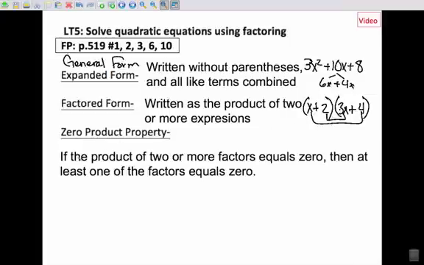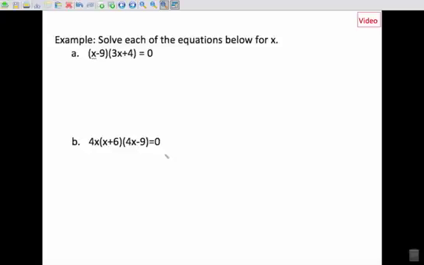And then finally, the zero product property. If there's a product of 2 or more factors, so let's say that we have a and b, and a times b equals 0, then at least one of those factors, either a or b or both of them, needs to be 0, because there is no other number that will create a product of 0 other than 0 itself. All right, so using all of that, we're going to move on to some examples.